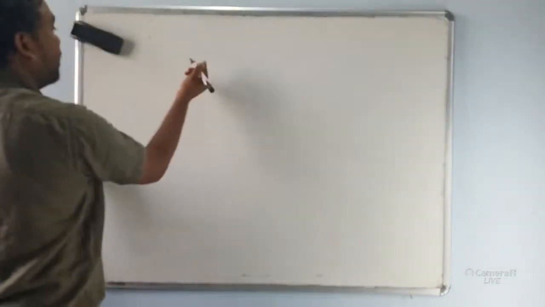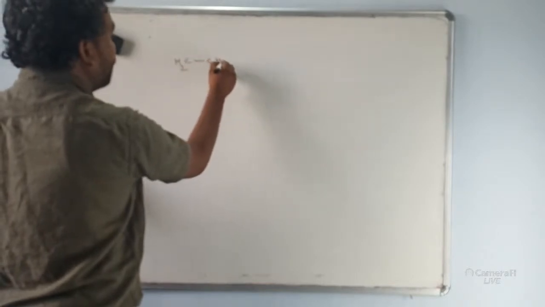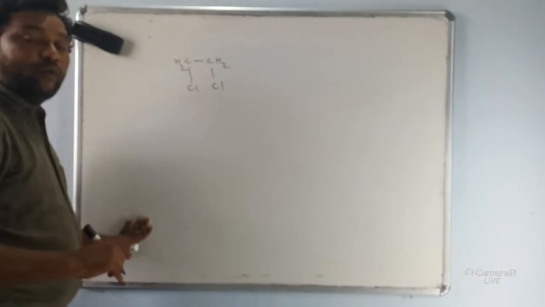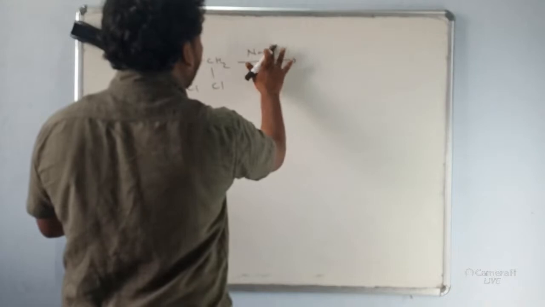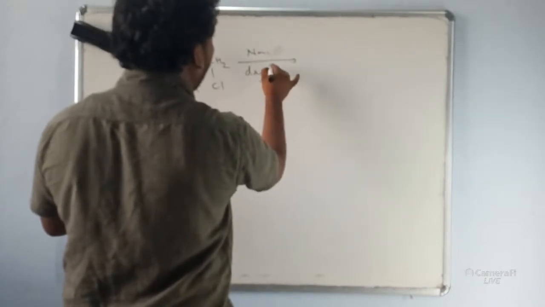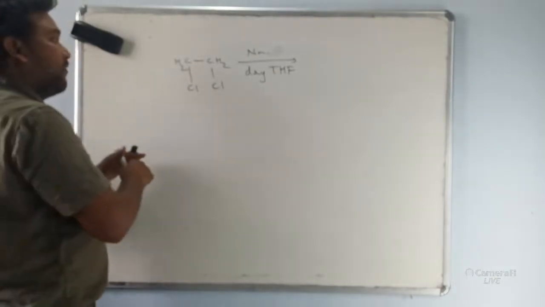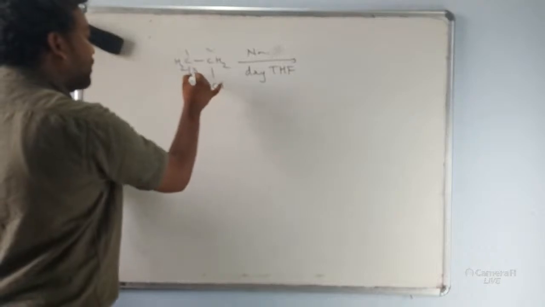See, Doctors, if you take this molecule, CH2Cl CH2Cl, what is this? 1,2-dichloroethane. If you react it with sodium in dry ether, or dry THF, what happens? This is a 1,2-dihalide, or vicinal dihalide. In the vicinal dihalides, homolytic cleavage takes place here.